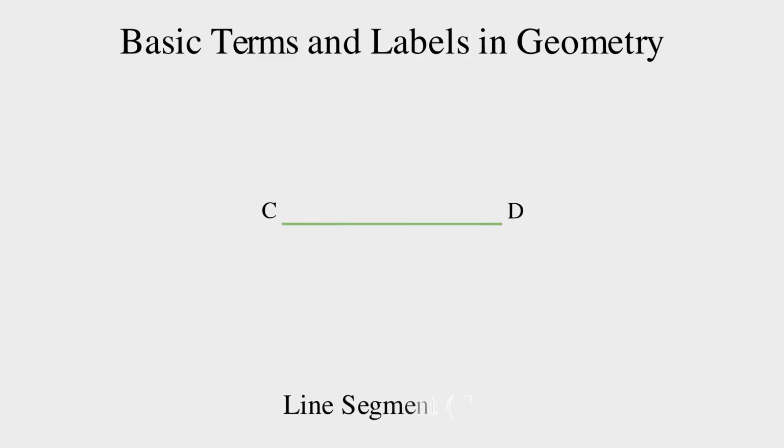Line segment. A line segment is part of a line that has 2 endpoints. Unlike a line, it doesn't go on forever. It starts and stops at 2 points.